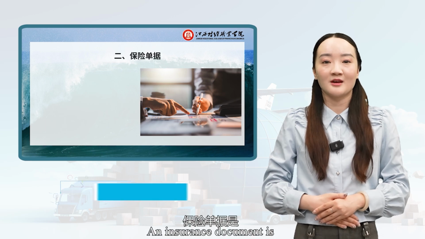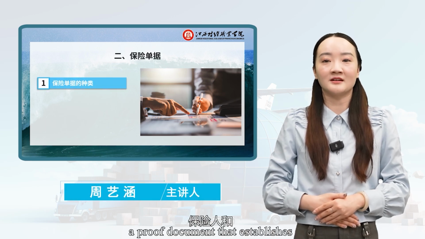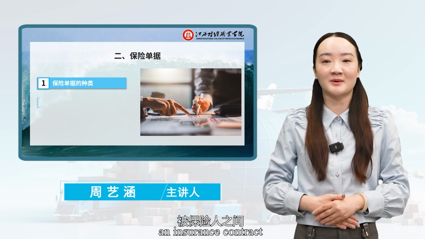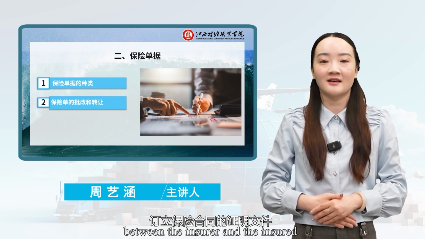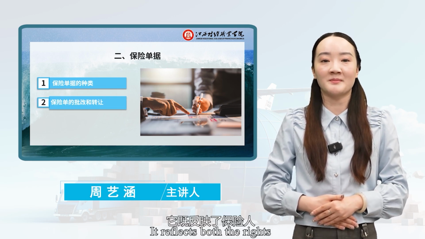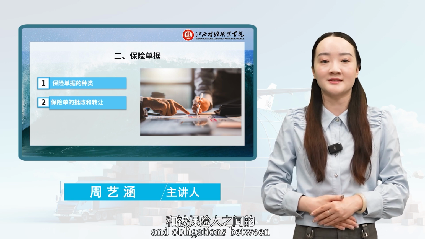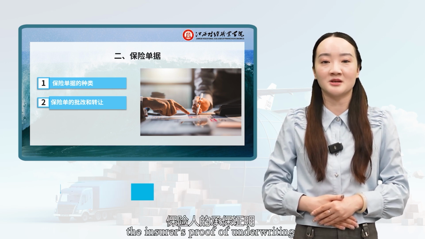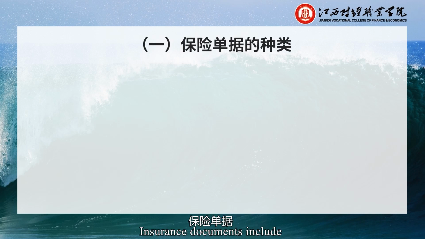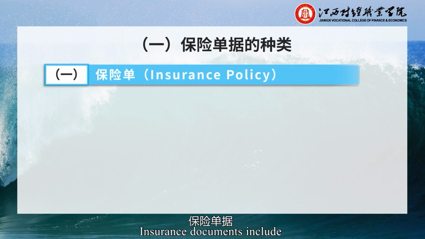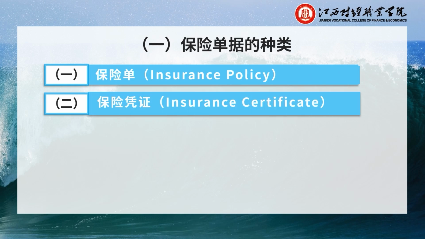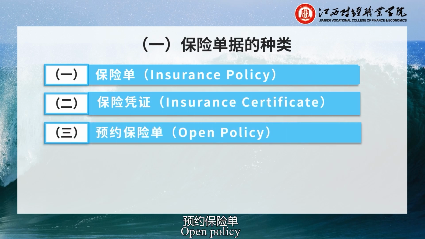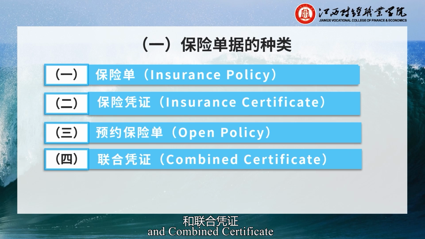An insurance document is a proof document that establishes an insurance contract between the insurer and the insured. It reflects both the rights and obligations between the insurer and the insured, as well as the insurer's proof of underwriting. Insurance documents include insurance policies, insurance certificates, advance insurance policies, and joint certificates.